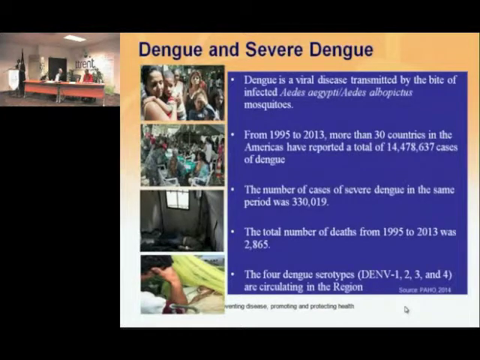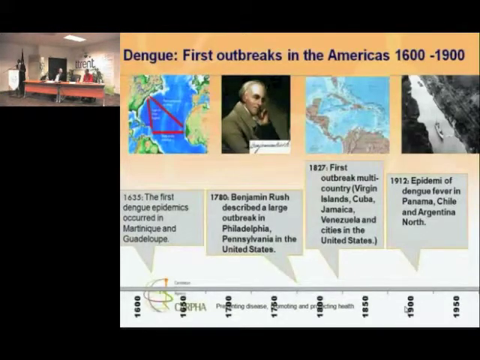A little bit of history for you, and this is again providing some background and letting you know about when the first outbreaks of dengue were identified in the region. This has been since the 1600s, and Martinique and Guadeloupe, as you can see, were the first areas affected. And then we have a description of an outbreak in the United States. And then in 1827, there were various multi-country outbreaks, as well as in the early 1900s, an epidemic of dengue in South America, Panama, Chile, and part of Argentina.